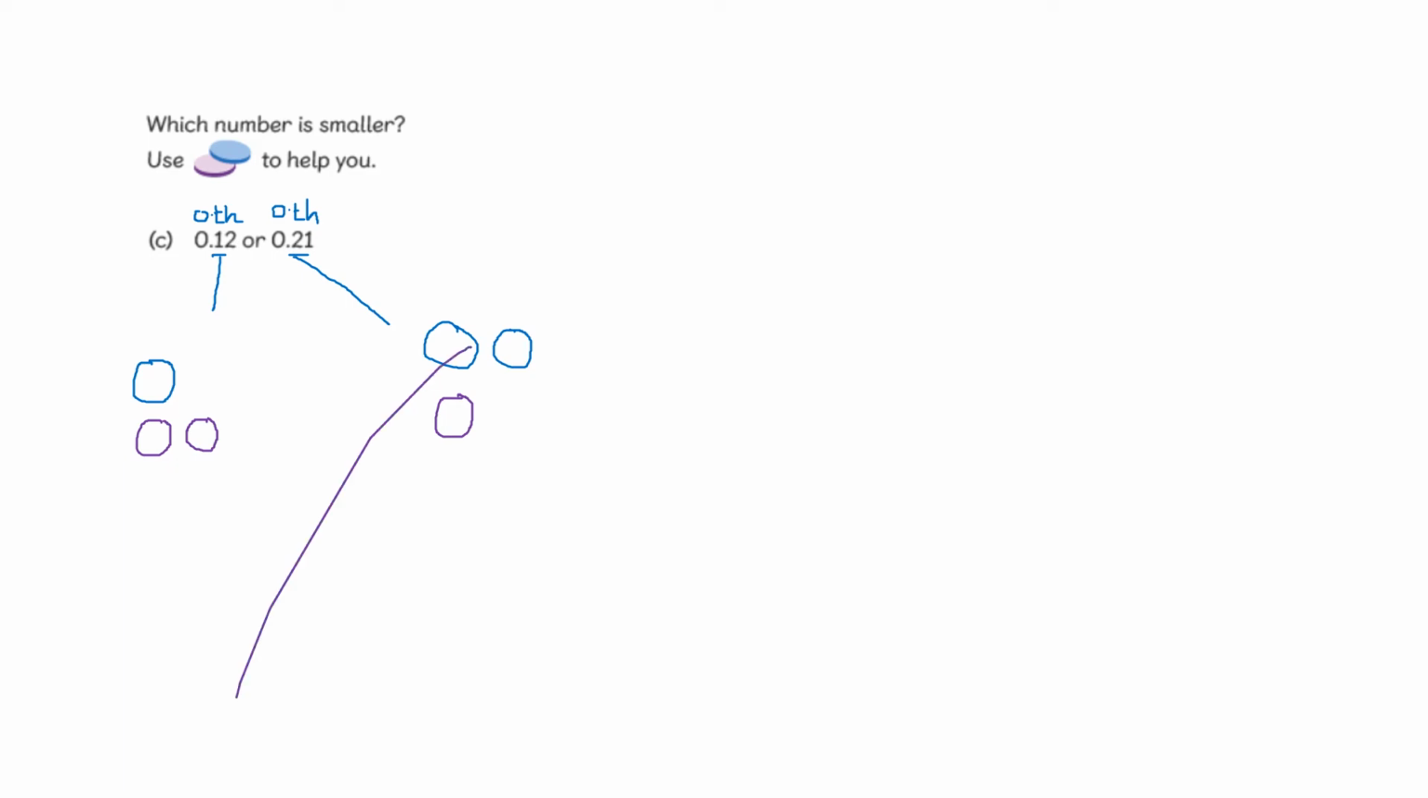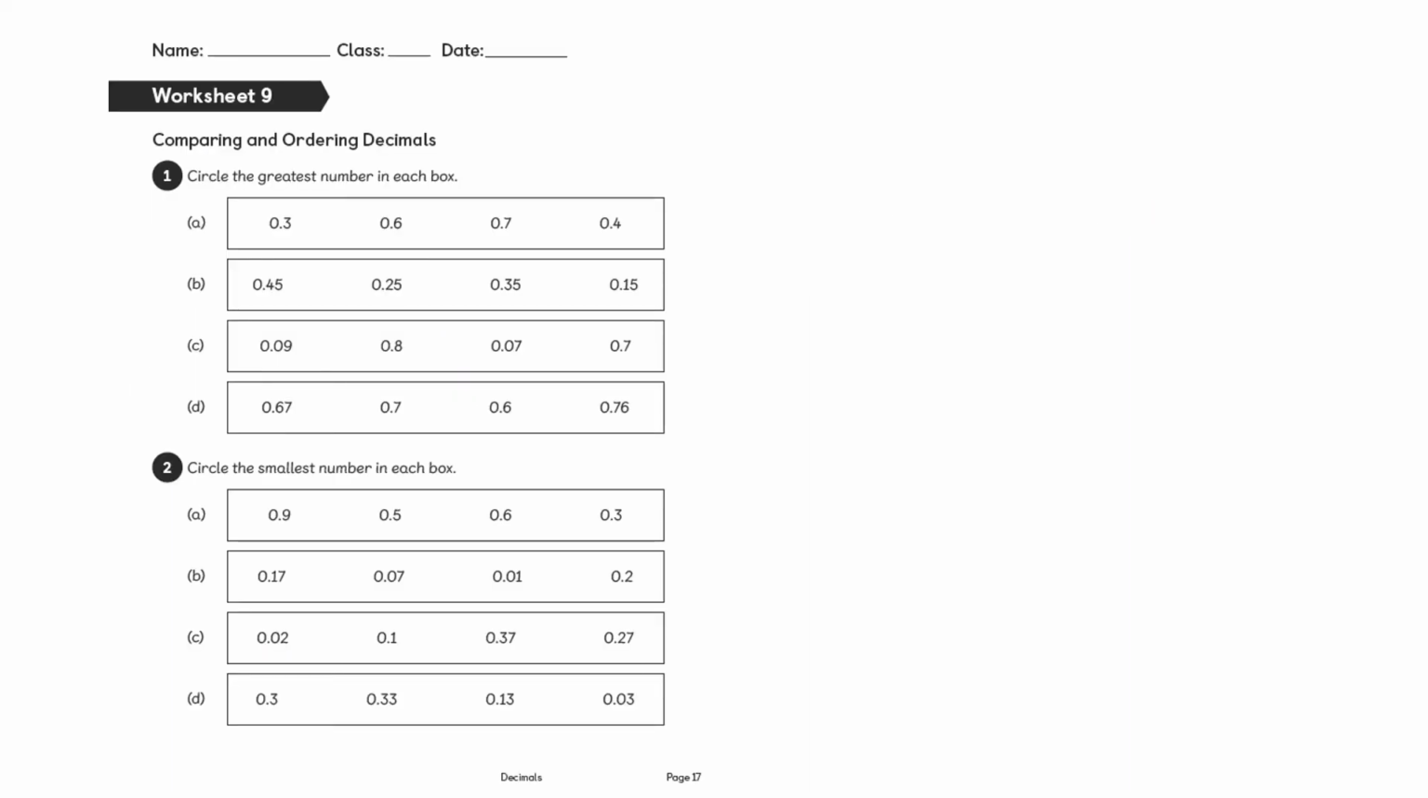So I'm going to say that 0.12, I've actually got the same amount of counters, but they've got different values. Tenths are worth more than hundredths. So with 0.21, I've got more of the tenths. So I know it is the bigger number, 0.21. There we go.